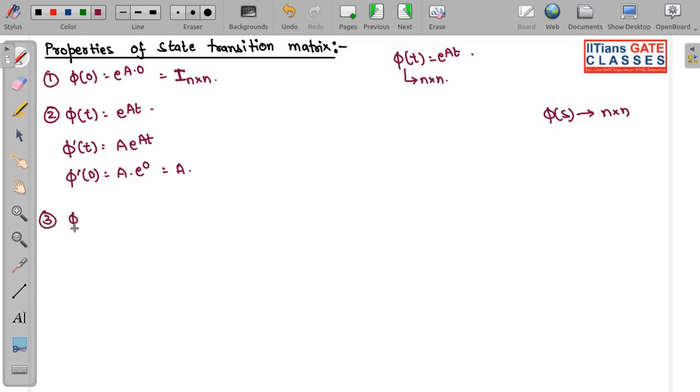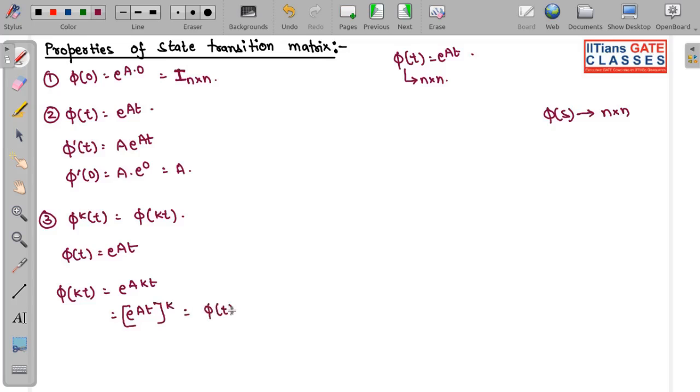The next property is that phi of kt is equal to phi of t to the power k. How do we derive this? Basically phi of t is equal to e to the power At. So phi of kt, instead of t I am putting kt, will be equal to e to the power Akt. I can even write this as e to the power At, whole to the power k. So this will be phi of t to the power k. Okay, so we are getting phi of kt. These are the important properties that we need to know.